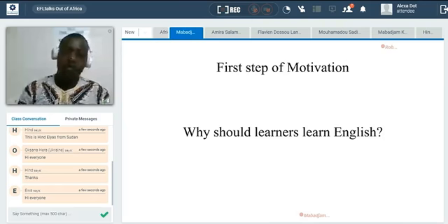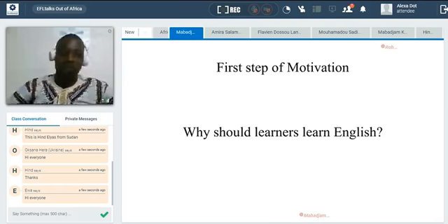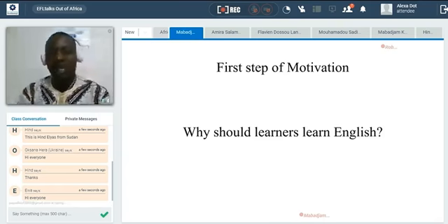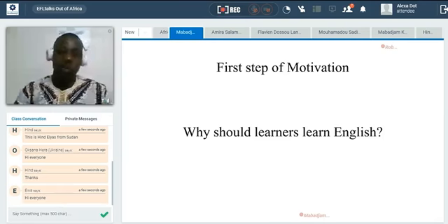So the first step of motivation: why should learners learn English? The learners at the beginning of each class, at the beginning of an academic year, really want to know why they have to study that language. Why should they be interested in that English language? So it is up to the teacher to tell the learners the reason why they should be interested in that language. From there, they will choose to engage themselves in the learning process of that language.